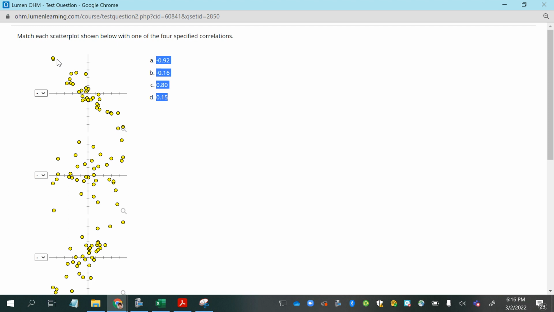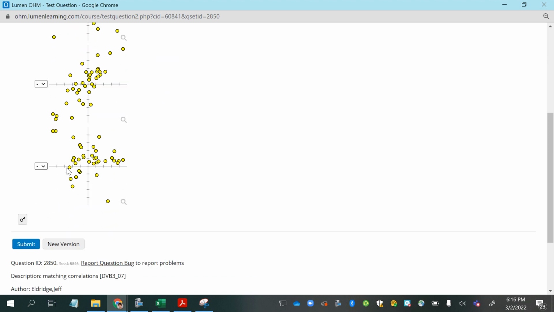So yes, we should see a negative linear correlation coefficient here, and one that is as far away from zero, or another way of saying that is as close to -1 as possible. So which of these is closest to -1? A is closest to -1.